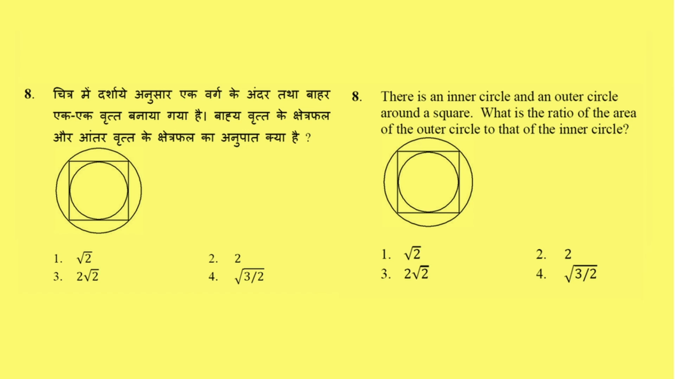Option 3, 2 square root of 2. Option 4, square root of 3 by 2.